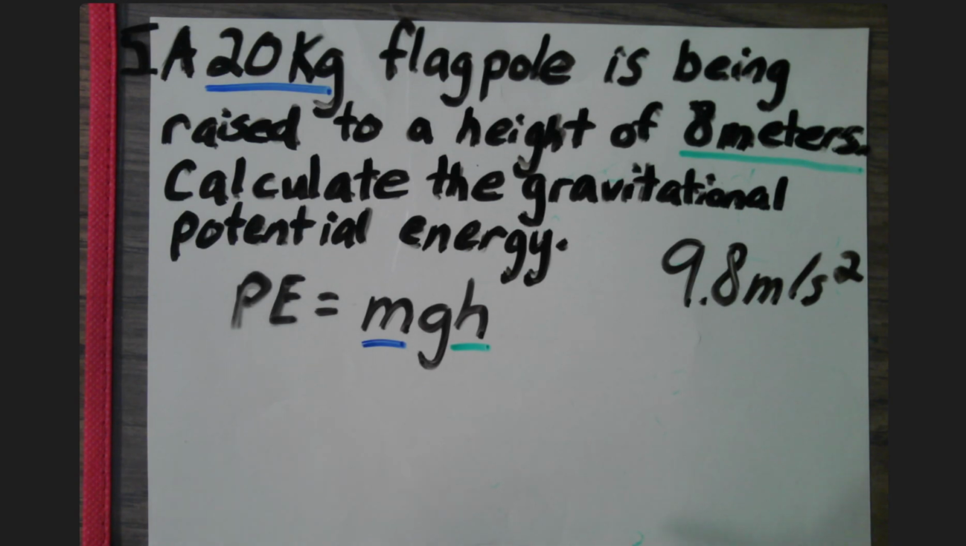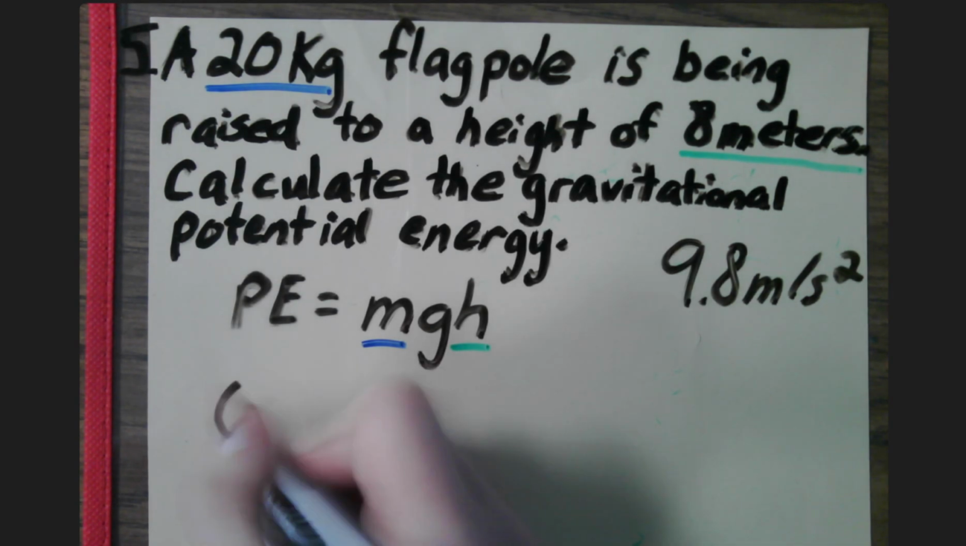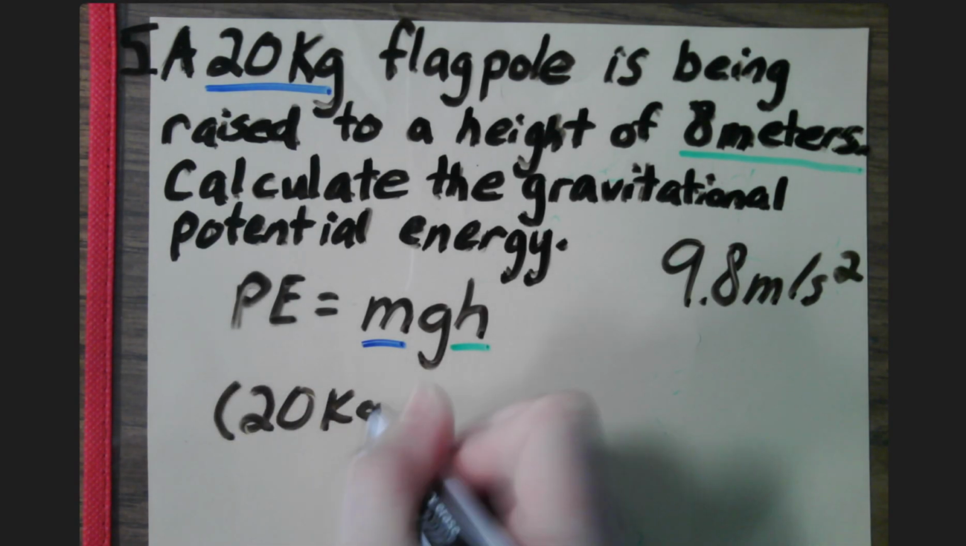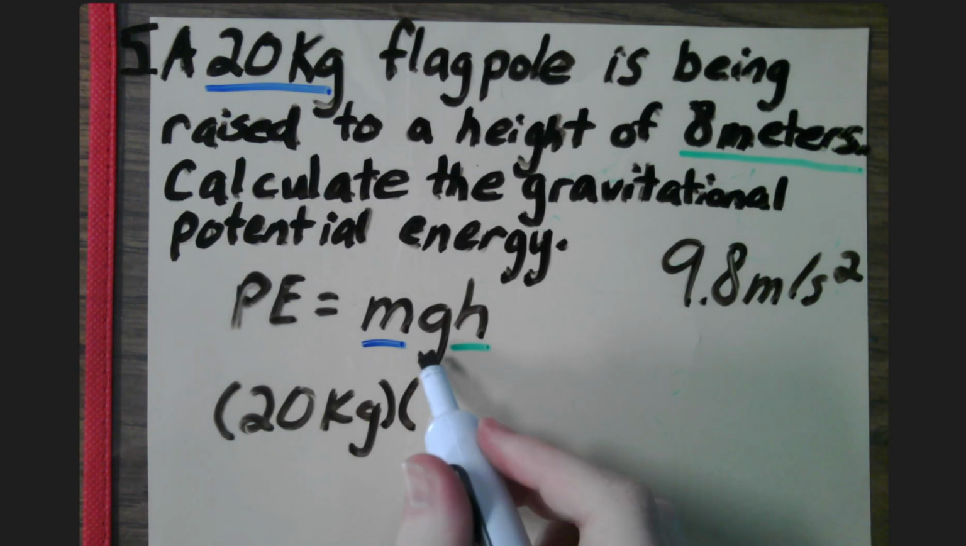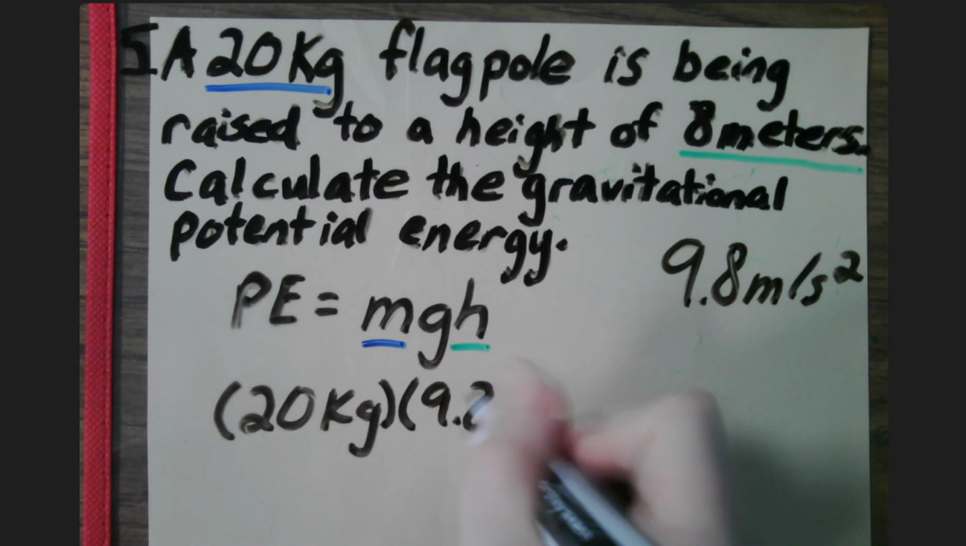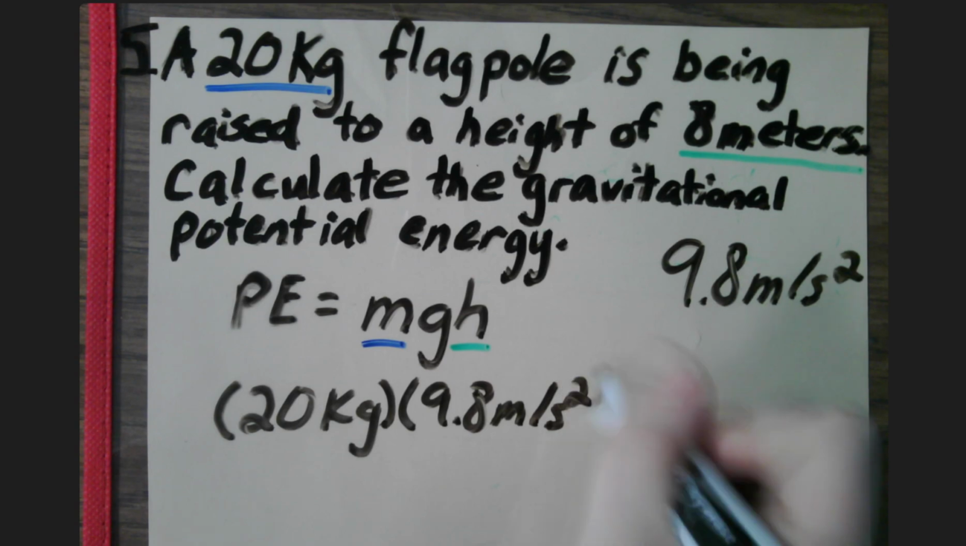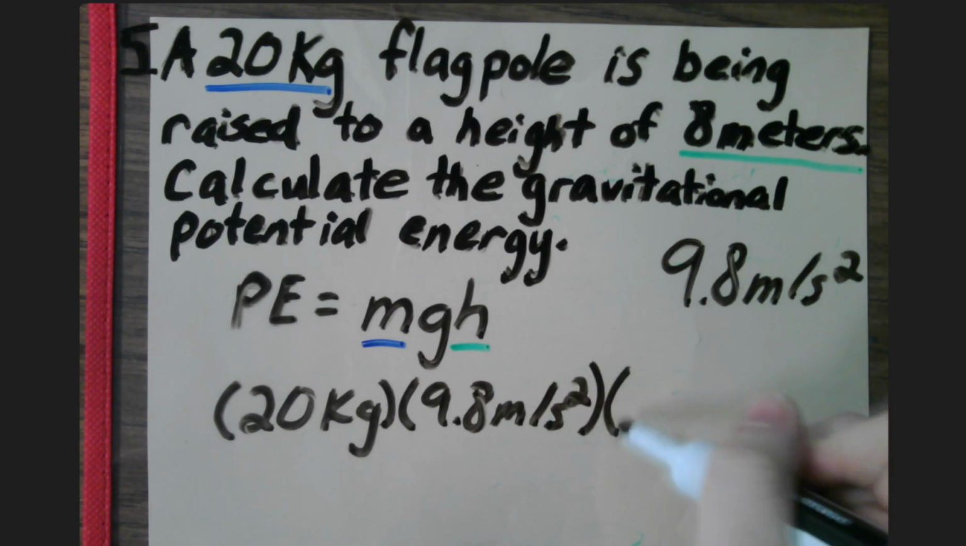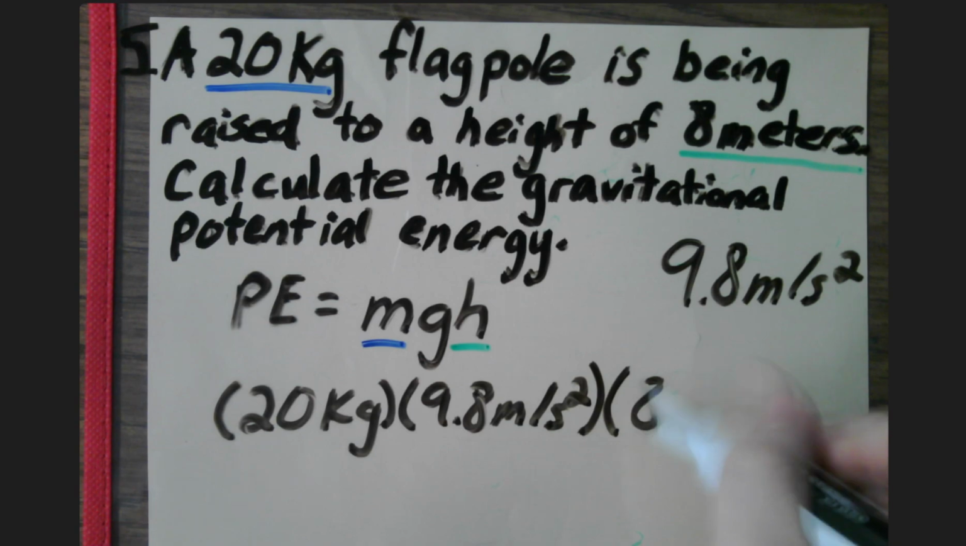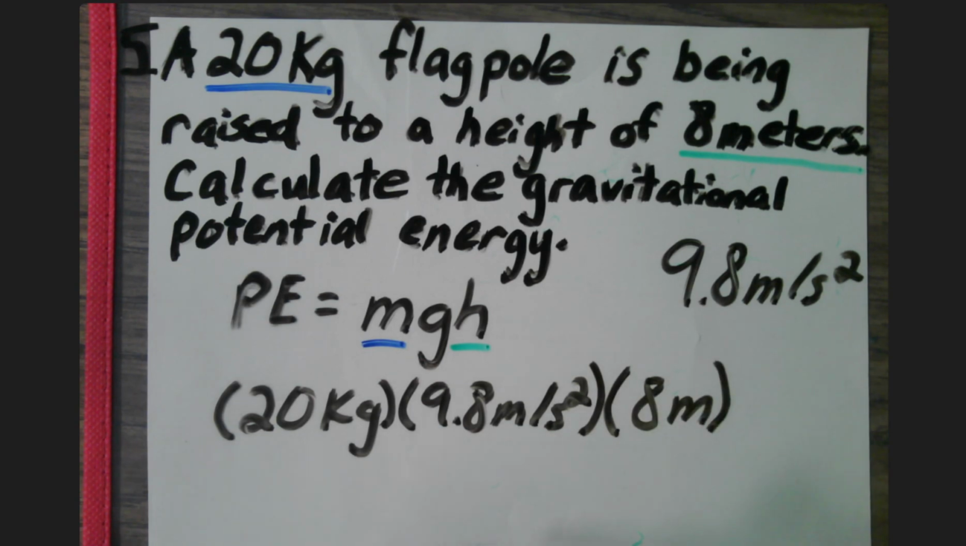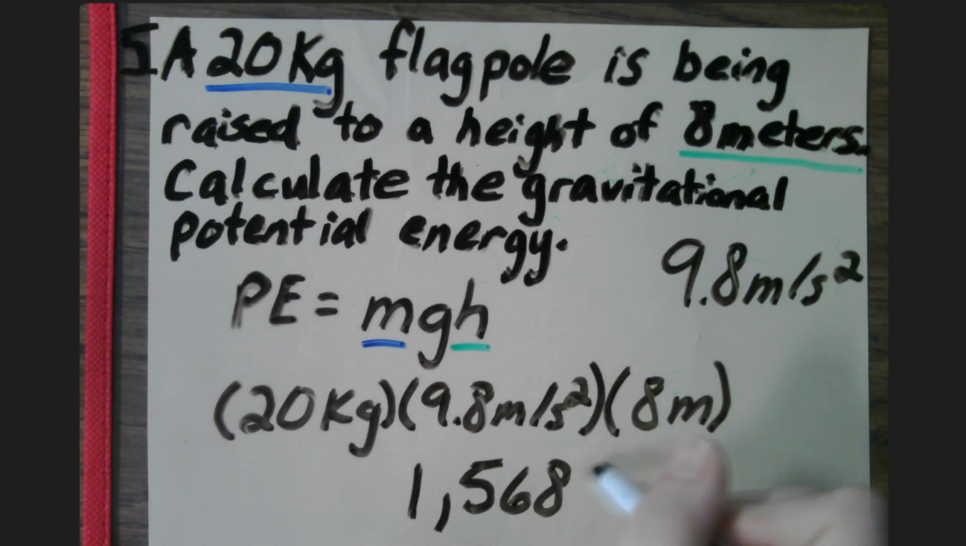So now we have all of our numbers. We're going to plug in to our formula. Our mass is 20 kilograms. Our gravity is 9.8 meters per second squared. That will not change. And our height is 8 meters. After multiplying that out, we get an answer of 1,568 joules. Let's do one more problem.